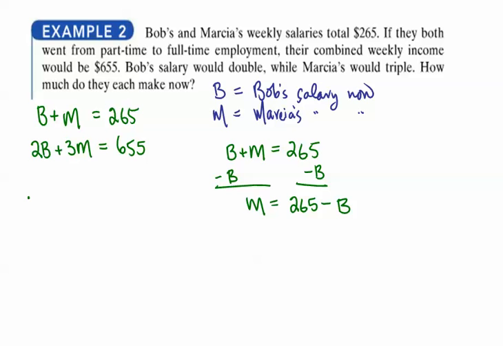So what we're going to do with that is replace M in the second equation. We know that Bob's salary will double, but another way of phrasing Marcia's salary is 265 minus whatever Bob is making. And together they still have to add up to be $655. So this equation is a lot more complicated than other ones that we've been working with.